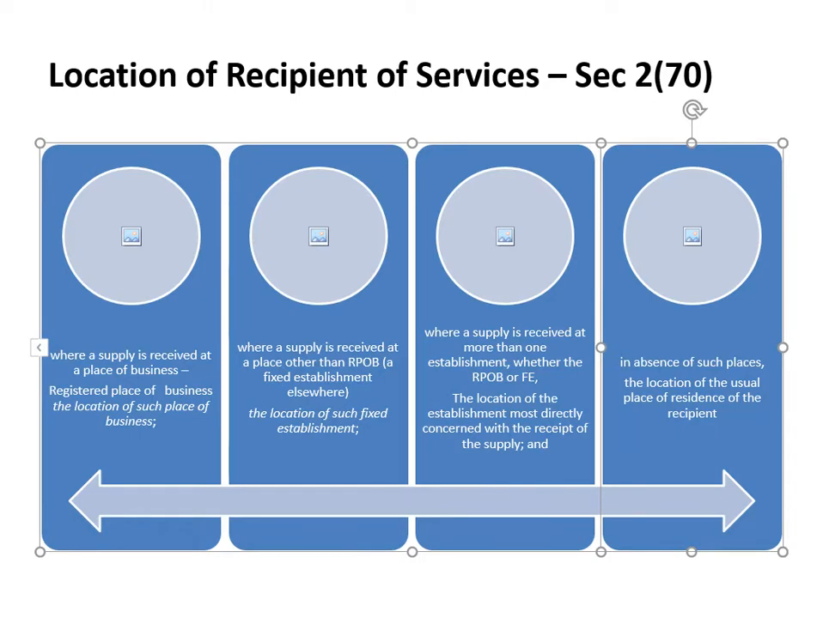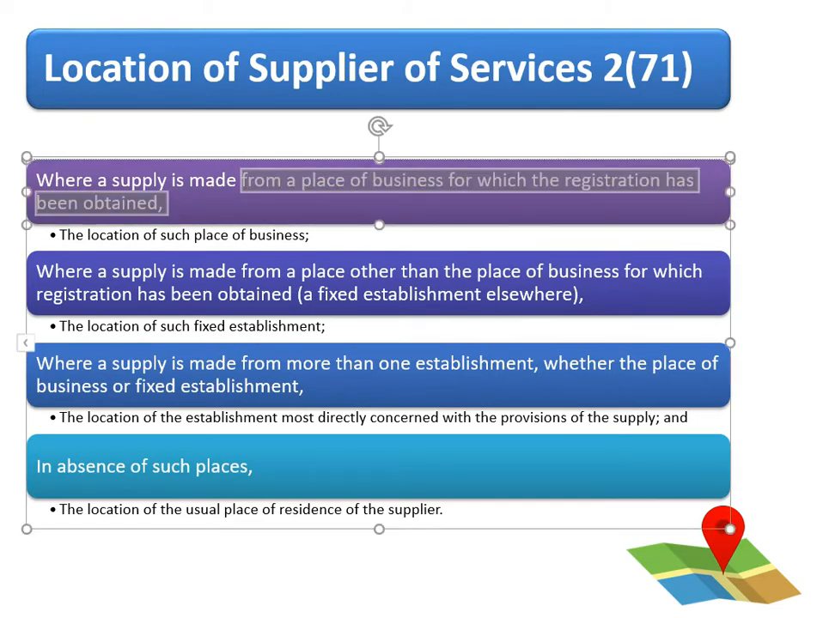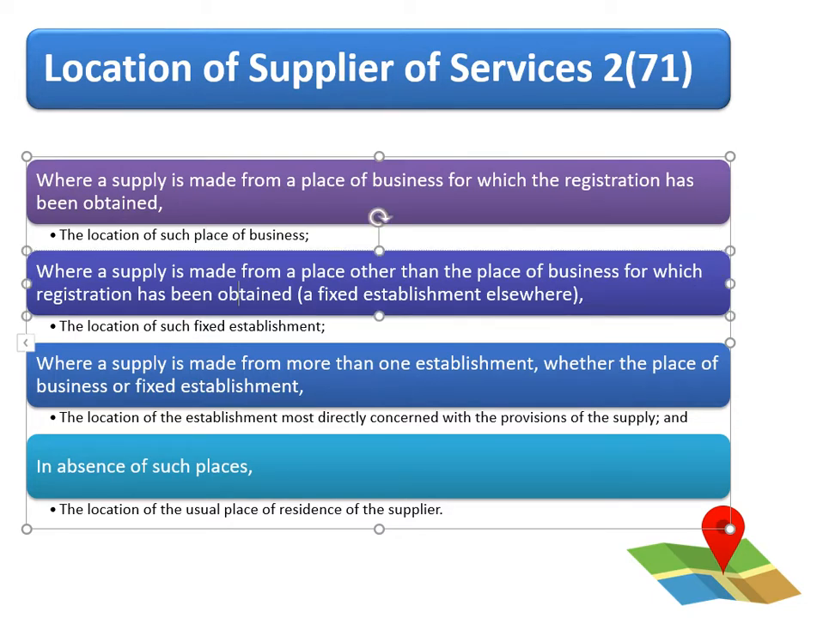What will be considered as the location of the supplier of the service? That is the other definition. Now, if the supply is made from the business location for which registration has been obtained, it's a very clear-cut case: the same place from where the supply has been made. Where the supply is made from a place other than the place of business for which registration has been obtained, a fixed establishment elsewhere, then again the fixed establishment.